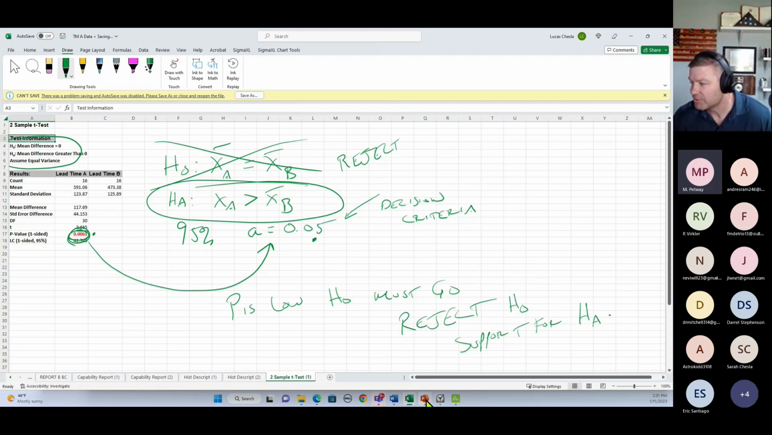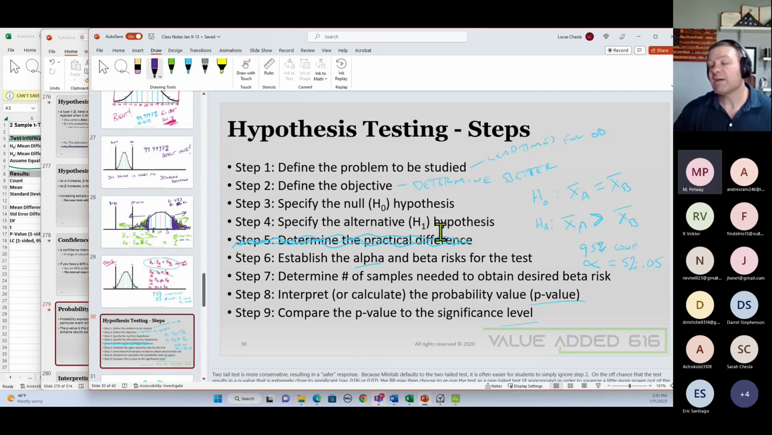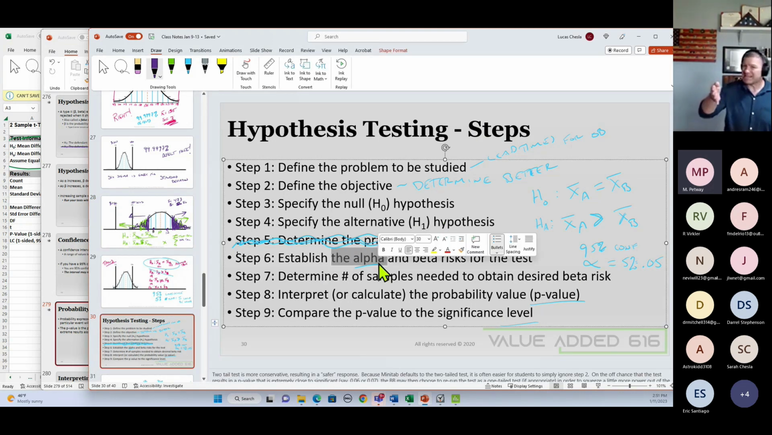Let me go back to the 10 steps real quick. When we go back to the 10 steps, that's why before we ever run the test, we determine what we want our alpha to be, because that's our line in the sand, our decision criteria. When that p-value is spit out, I'm going to compare it to that alpha. And that's how the decision is going to be made. No gut feel or anything. We determine what that alpha is before we ran the test so that we don't manipulate it and say, well, is it close? Is it far?